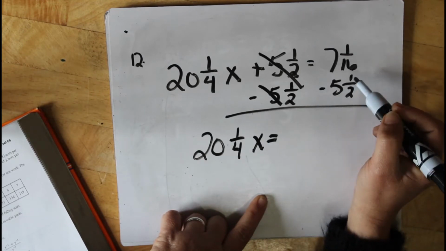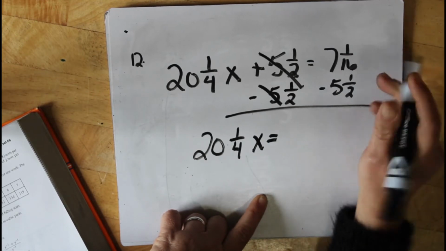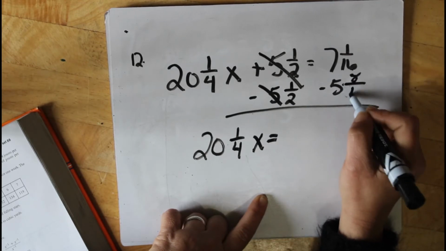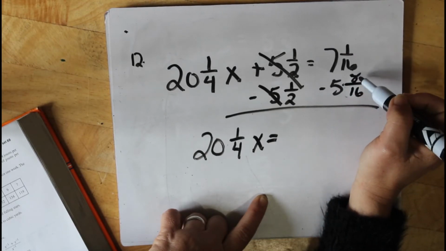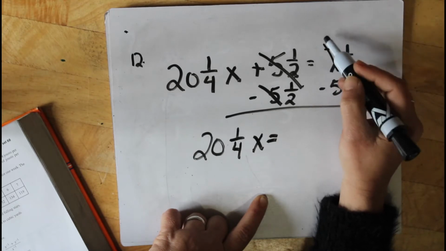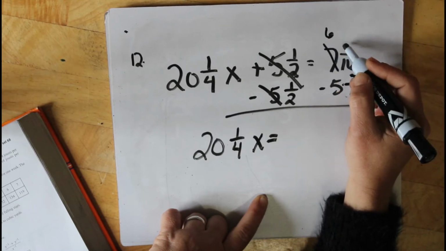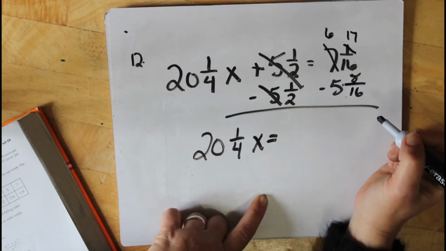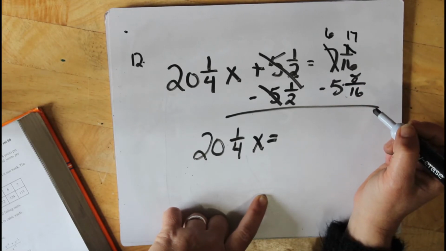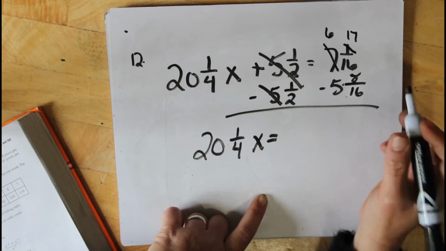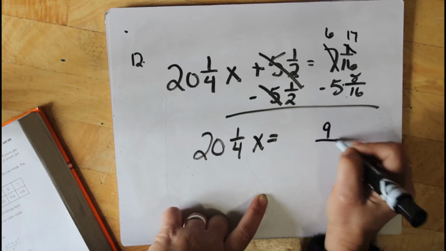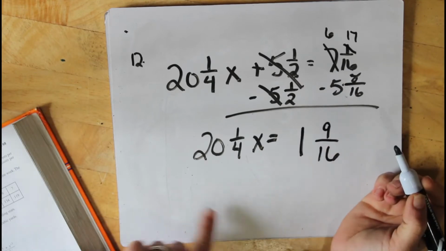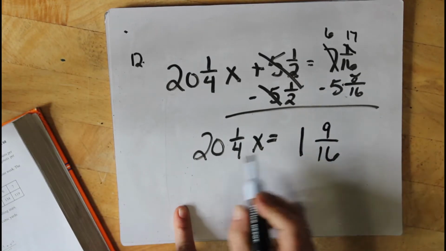Now to subtract this one, we're going to have to change this 1/2 into 8/16. Now 1/16 minus 8/16, can't do that. We got to borrow from the 7. And that would make that be 17/16. 17 minus 8 is 9/16. And 6 minus 5 is 1. 1 and 9/16. Now, this is multiplication.